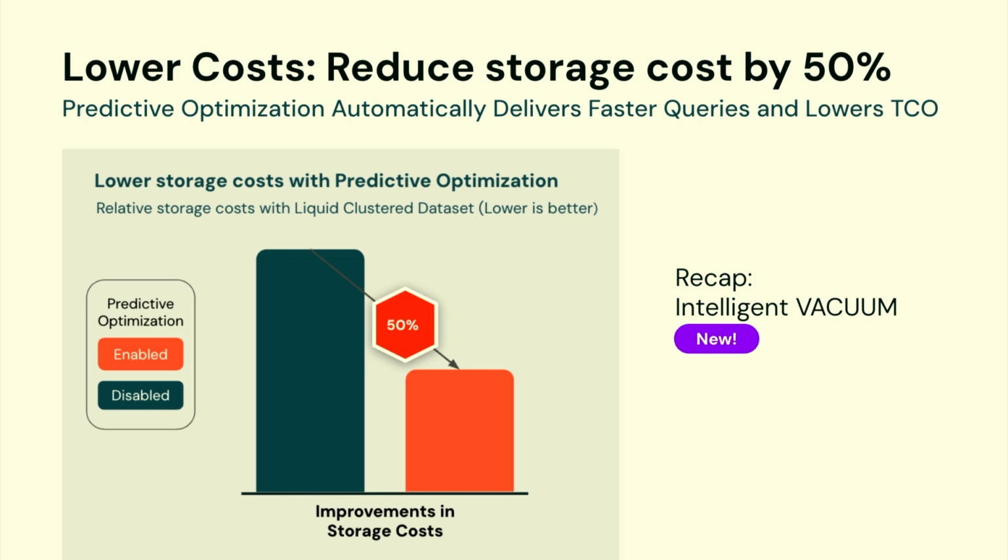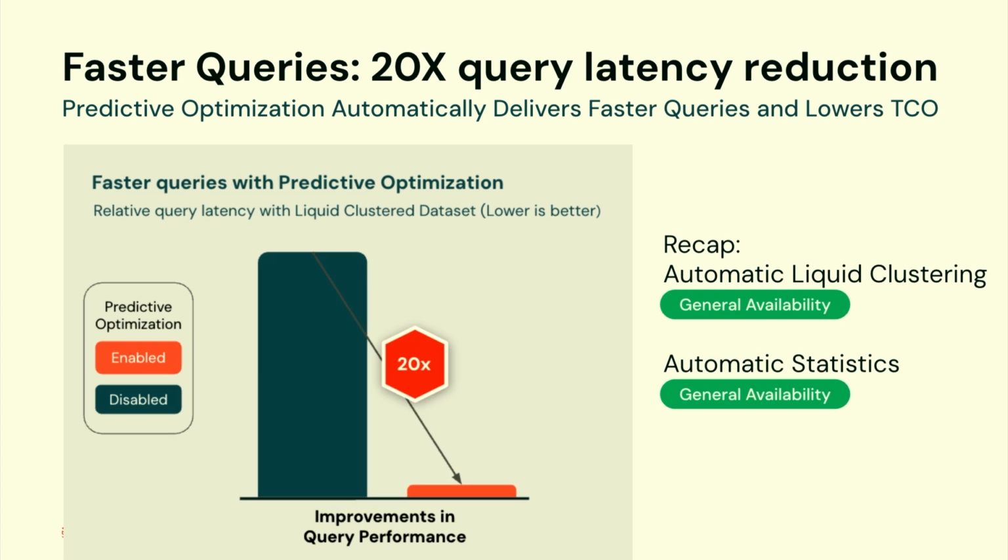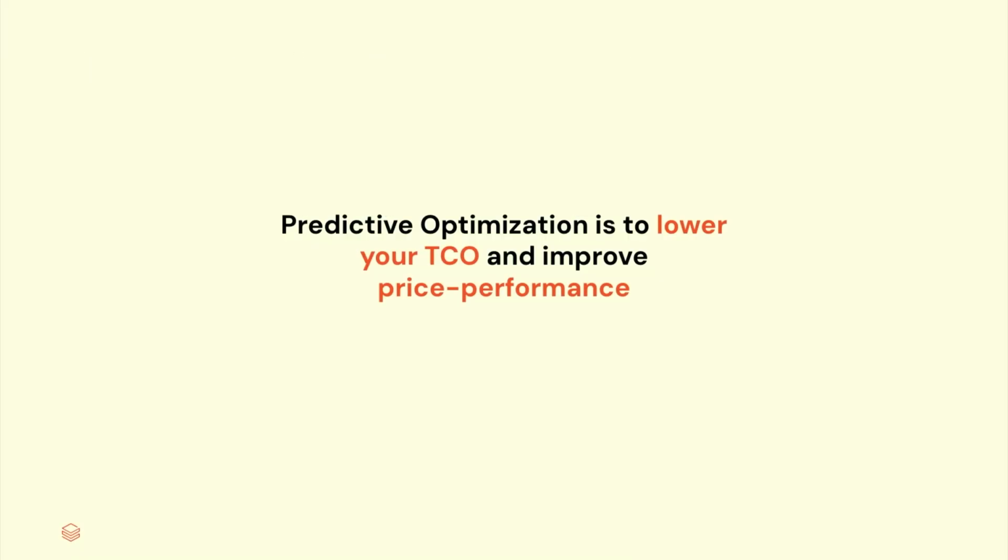Although vacuum light is specific to delta tables, the intelligent garbage collection and everything I mentioned here works for all managed tables, including managed Iceberg and declarative pipelines. A quick recap: automatic liquid clustering and automatic statistics are both GA, and these two features combined with predictive optimization enabled can improve your query performance up to 20x. Don't just take my word for it. I'm going to pass the mic back to Cindy, who's going to talk more about our adoption and how customers reacted to this.